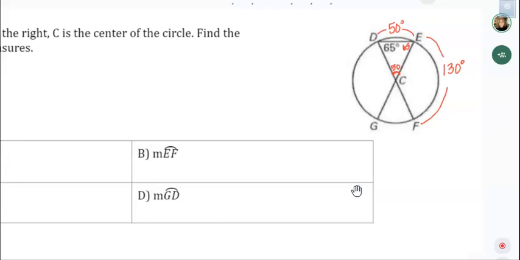Does anyone see a relationship between the number 65 and 130 degrees? 65 compared to 130. Anybody see the relationship between those two numbers? It is twice as big. And that's always the case when you have two secants that meet here. Opposite of that angle is always going to be twice as big.